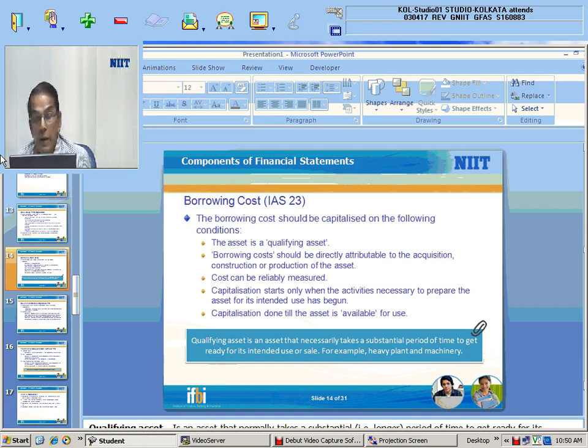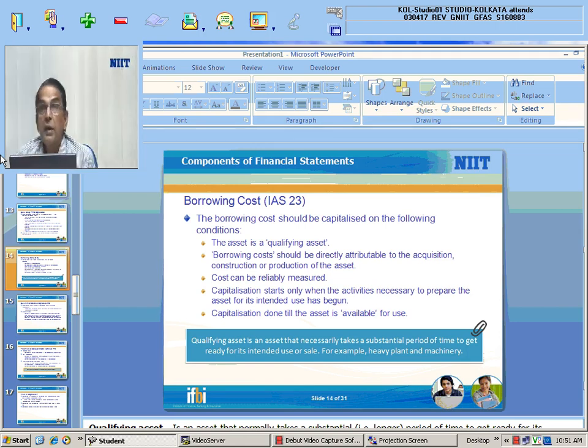And capitalization will be done, that means interest charges incurred will be capitalized till the asset is available for use. So the interest paid to the bank from the time activities have started to prepare the asset for its intended use will continue till the asset is available for use.